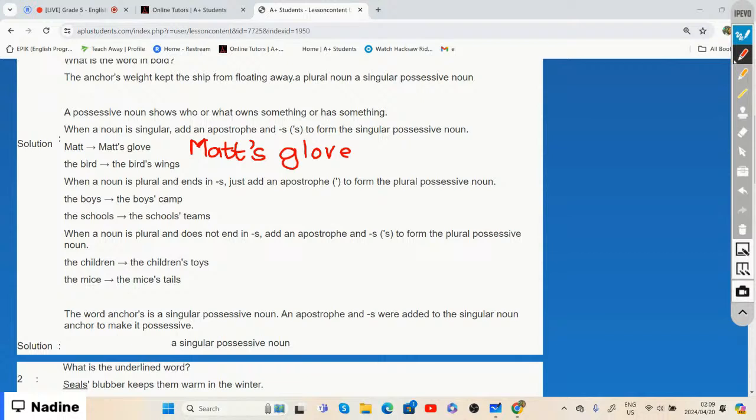Or if we say the bird, and then we say the bird's wings. All right. So once again, a possessive noun shows who or what owns something or who has something. Or we can even say what belongs to someone, right?